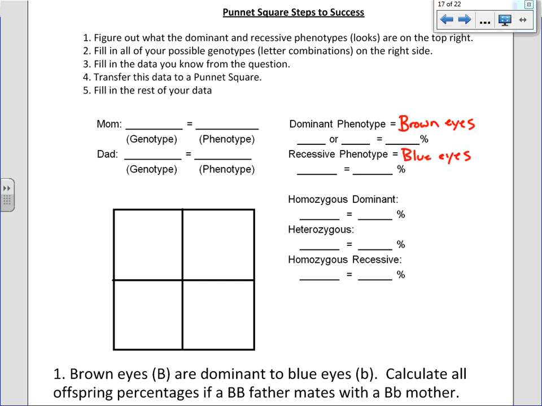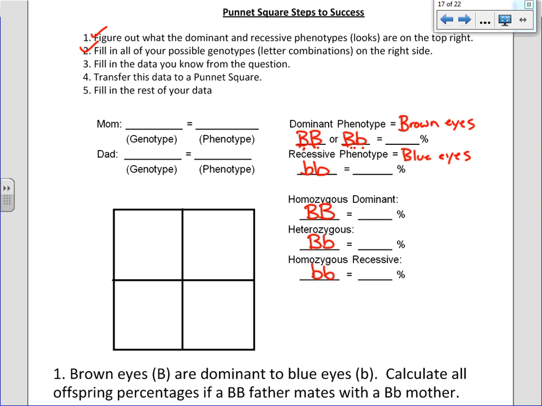All right. Step one, check. Fill in all of your possible genotypes. In this case, we're using the letter B. So homozygous dominant is big B. Heterozygous is big B, little b. And homozygous recessive is little b. And then which two letters would give you brown eyes? Well, that's big B and big B, little b. You get brown eyes from both parents, or brown eyes from one parent and blue eyes from the other parent. And then little b will give you blue eyes. All right, look at that. Already filled out. Step two, check.